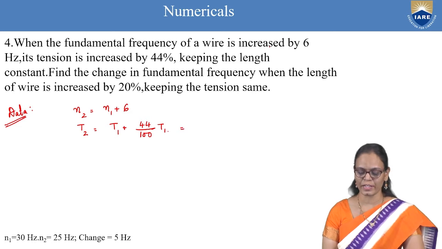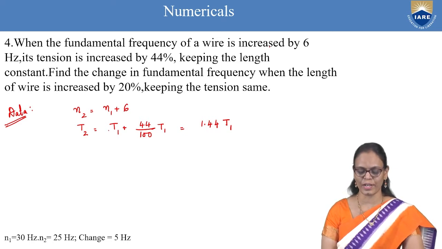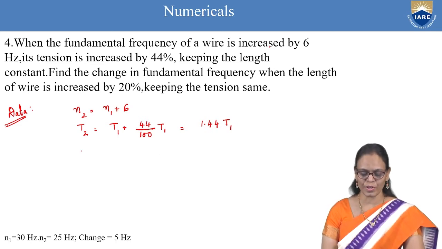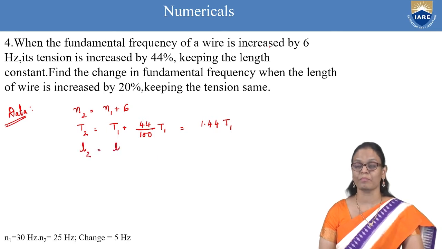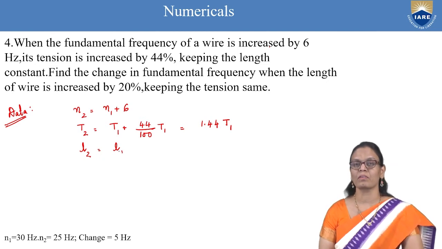Means I can directly write it as 1.44 T1. I can write 44 by 100 as 0.44. So 1 T1 plus 0.44 T1, we get 1.44 T1. Now we are going to keep the length the same. Length remains the same. It does not change. If you are taking it as L1, L2 is equal to L1.